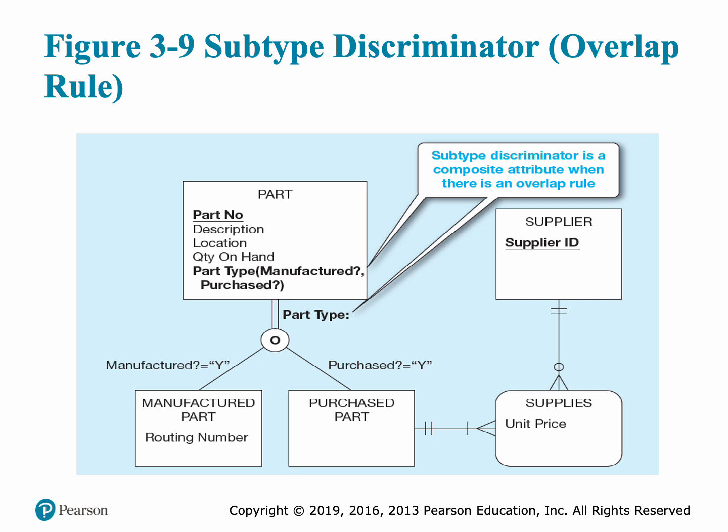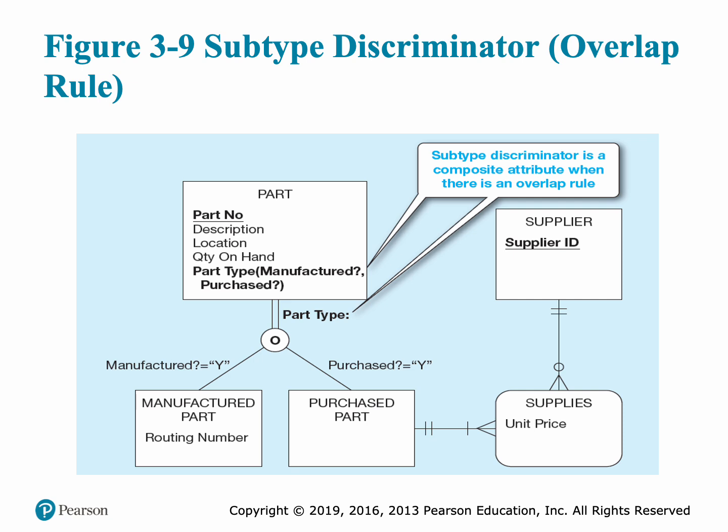So note the equipment has a composite subtype discriminator here. There are three possible ways. Manufactured is equal to Y and purchased is equal to Y. Manufactured is equal to Y and purchased is not equal to Y, technically N. Manufactured is N and purchased is Y.